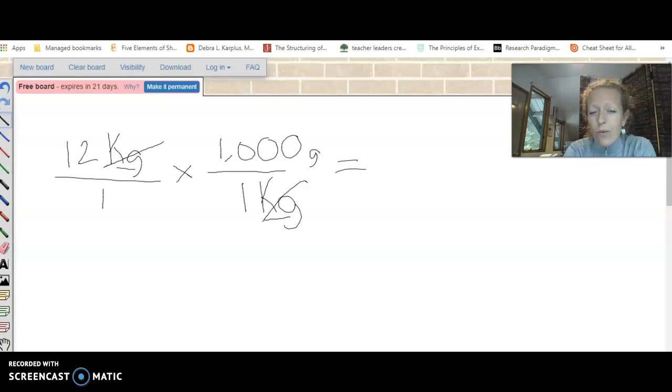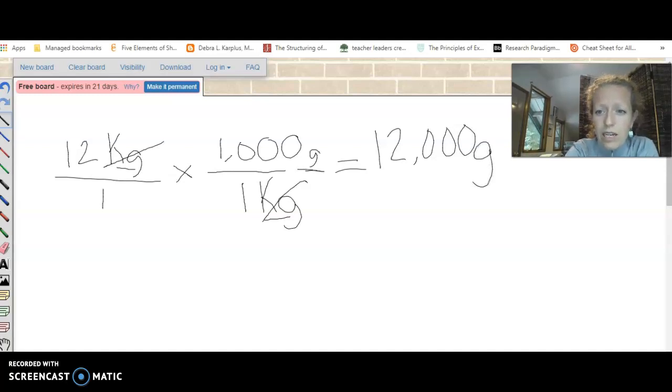So now, what do I do with these fractions? I just multiply across. 12 times 1,000 is 12,000. And what is my unit that I'm left with? Grams. Are those the units that I wanted for my answer? Yeah, awesome. So I'm just going to stay there. All right, let's turn it up a notch.